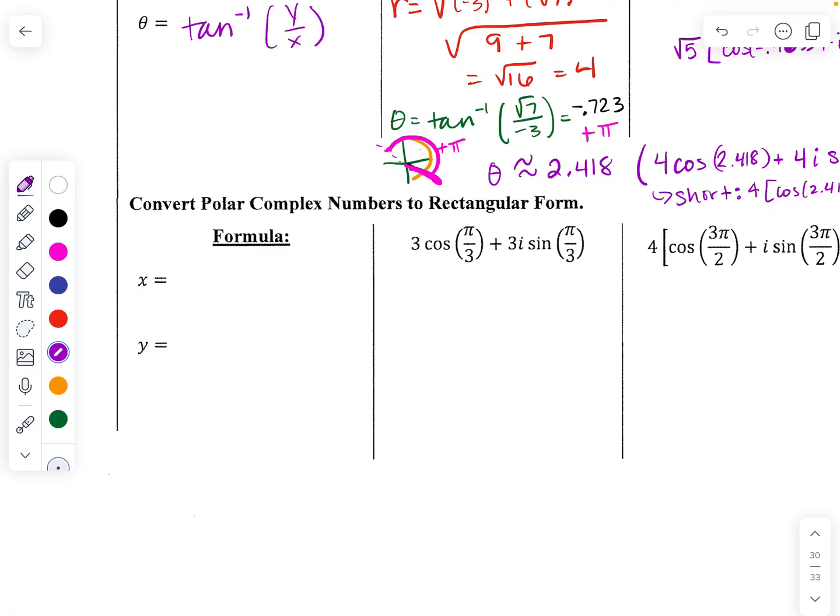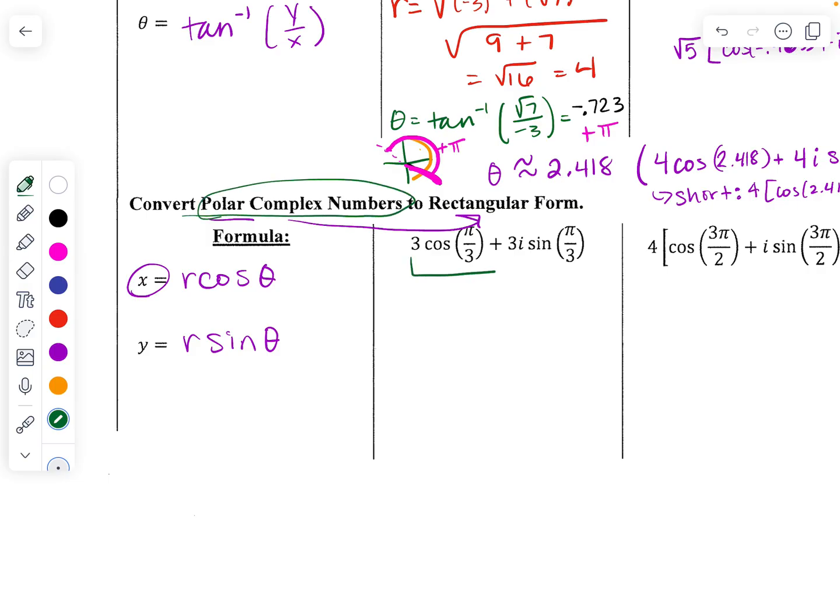How do we convert polar complex numbers to rectangular complex numbers? So x is r cosine theta, just like before, and y is r sine theta, like before. Now we're going to learn how to recognize polar complex numbers. Remember, this is the r component, and here is our theta component. So looking at this, I know, hey, r is 3 and theta is pi over 3.